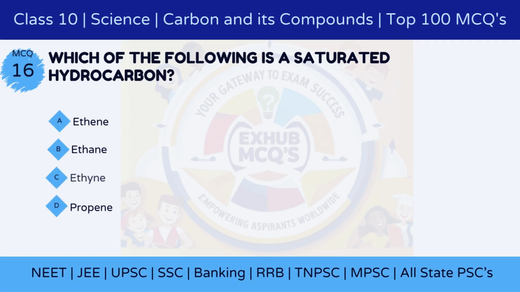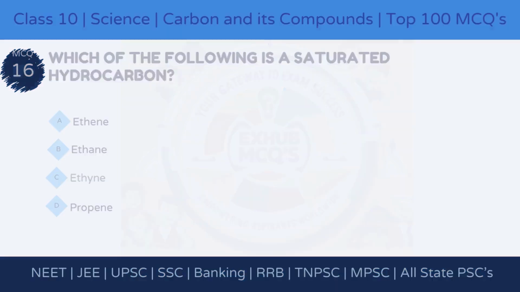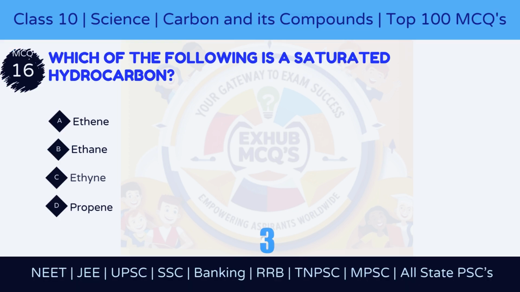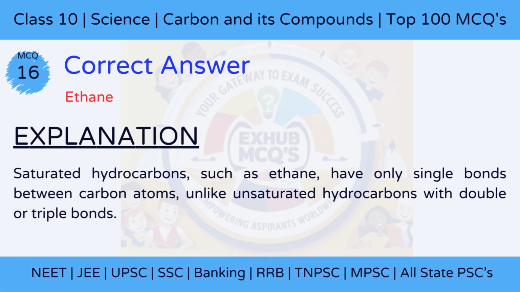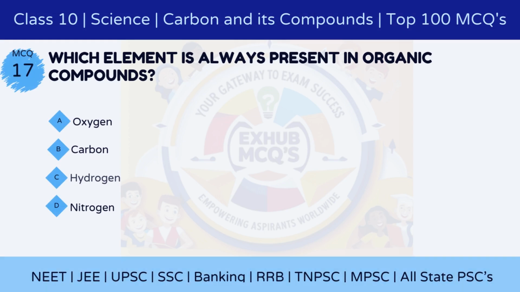MCQ 16. Which of the following is a saturated hydrocarbon? Option A, ethene. Option B, ethane. Option C, ethane. Option D, propene. The correct answer is option B, ethane. Explanation. Ethane is a saturated hydrocarbon, meaning it contains only single bonds between carbon atoms, unlike unsaturated hydrocarbons, which have double or triple bonds.